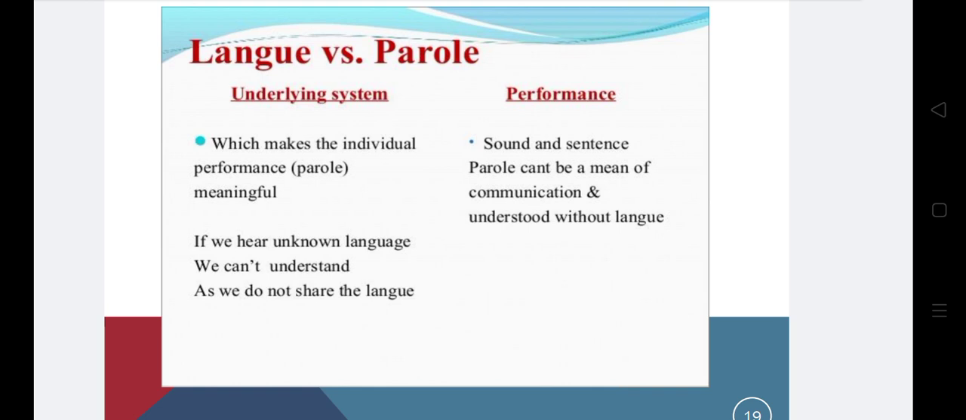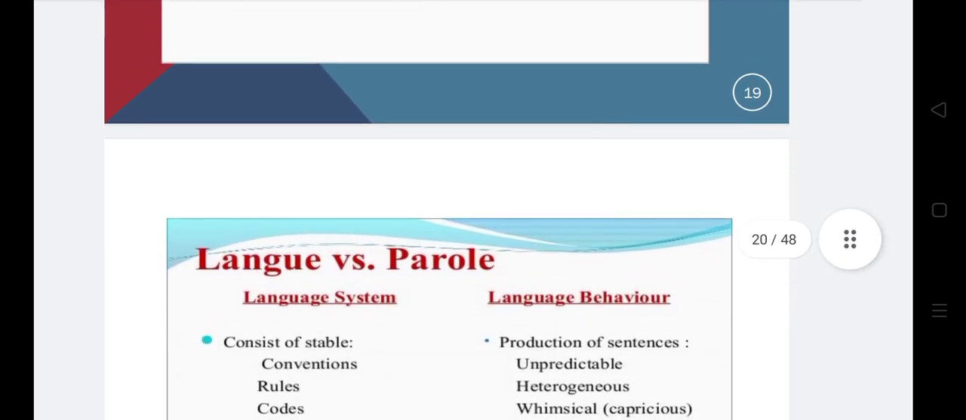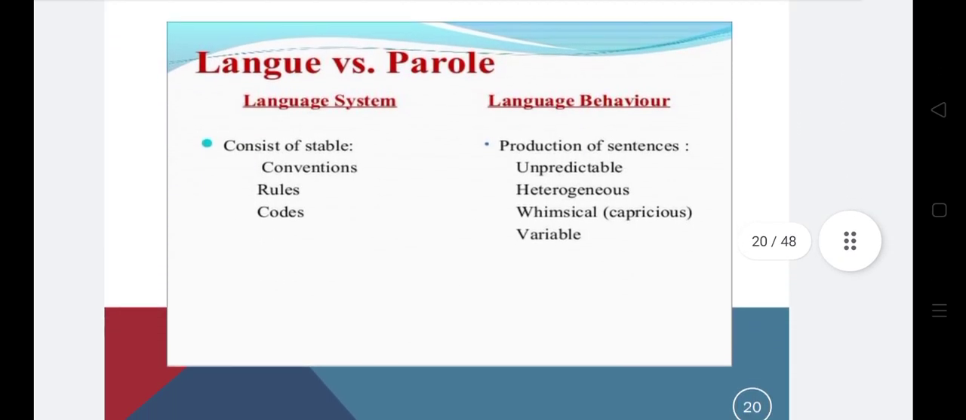Parole consists of sound sentences. Parole cannot be a means of communication and be understood without langue. So parole depends on langue, or it is generated from langue. If we hear an unknown language, we cannot understand it because we do not understand the langue of that language, the basic rules that govern that language.